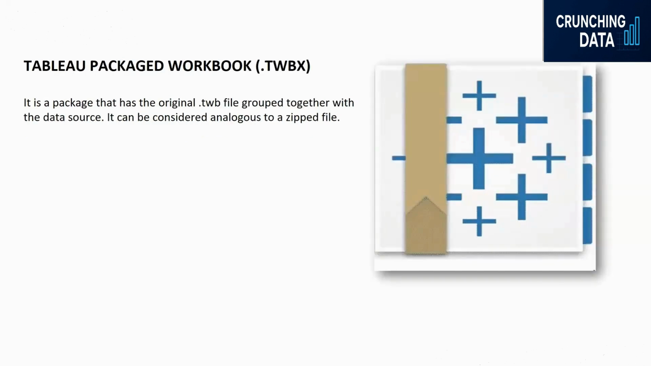The next type of option is Tableau packaged workbook. The extension of Tableau packaged workbook is .twbx. If you want to save your work along with the data source, then you would be choosing this option. You can also see the icon of the Tableau packaged workbook, which is similar to that of Tableau workbook. The only difference is that it shows a strip. It seems that someone has packed this. It is very similar to a zipped file version.